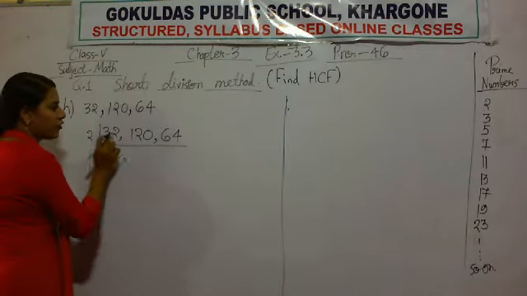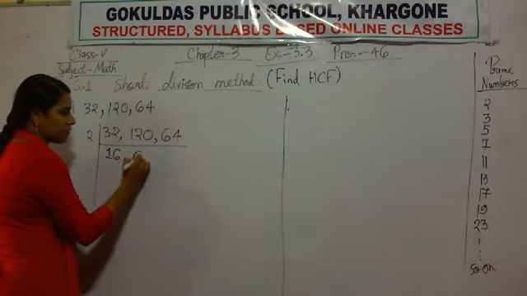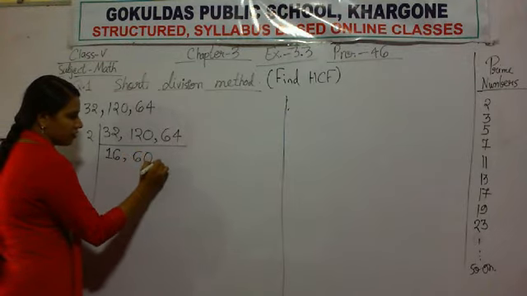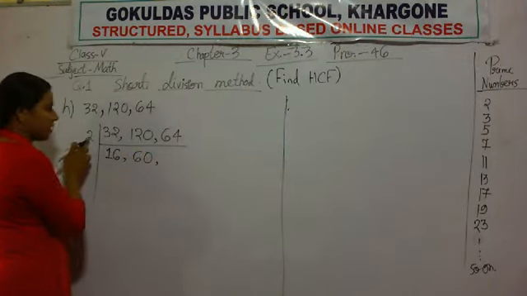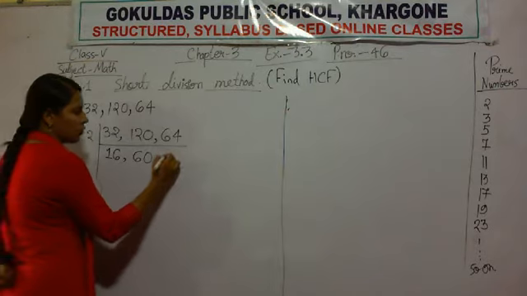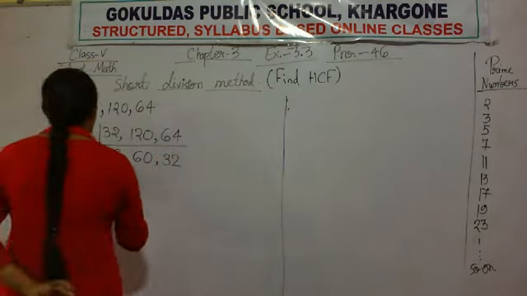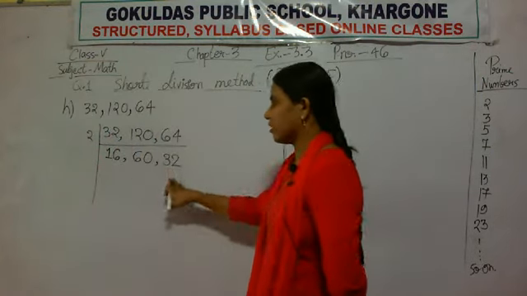When you divide 120 by 2, your answer is 60. Then I am following with a comma. Then we will divide this 64 by this 2. So when we divide 64 by 2, my answer is 32. Now my new numbers are 16, 60 and 32.